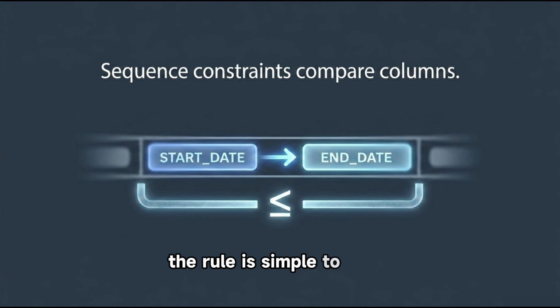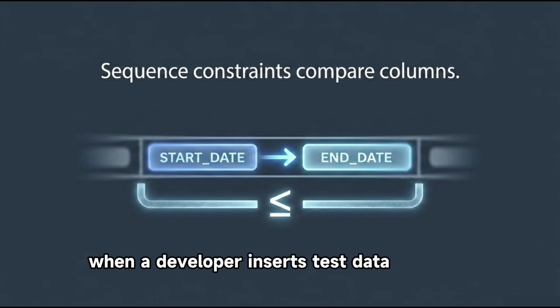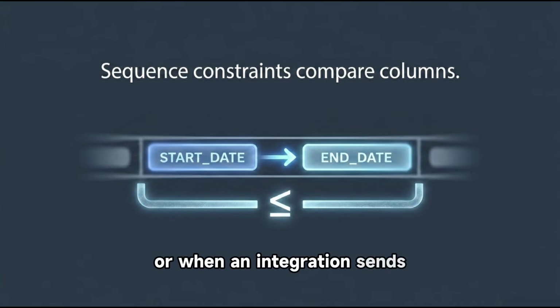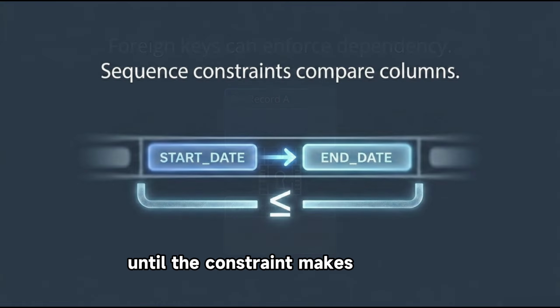The rule is simple to write. It is almost never written, because the sequence is so obvious to the people designing the table that they never think to tell the database. The obvious sequence is exactly what gets violated when data arrives from an external system, when a migration runs with unexpected formatting, when a developer inserts test data manually, or when an integration sends timestamps in the wrong time zone and the conversion produces a date that preceded the event it was supposed to follow. Obvious to humans, invisible to the database until the constraint makes it visible.